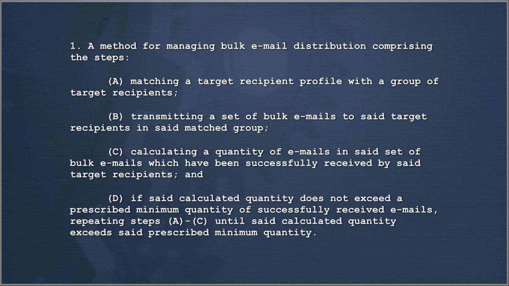So the claim here was a method for managing bulk email, which included the following steps: matching a target recipient profile, transmitting a set of bulk emails to the target recipients, calculating a quantity of bulk emails which were successfully received, and if the calculated quantity doesn't exceed a minimum quantity, repeating the steps until it exceeds the minimum quantity, right? So the idea here is, as one might say, obvious, which is you keep sending emails to the list until you reach the minimum number that you want in terms of emails to be sent.